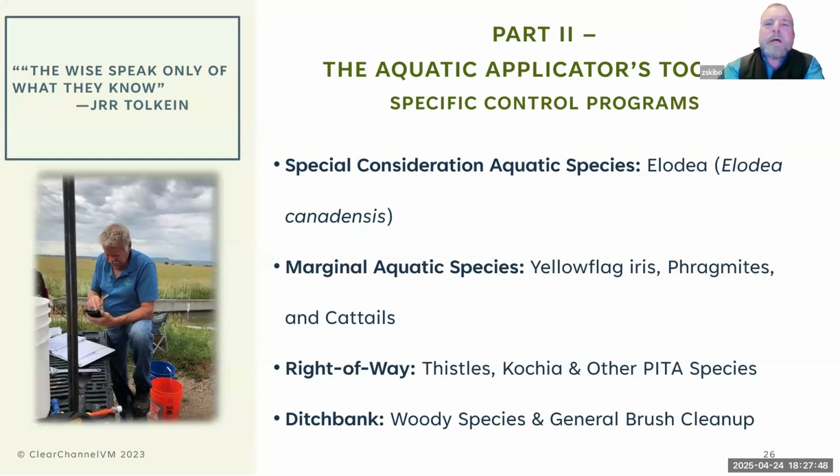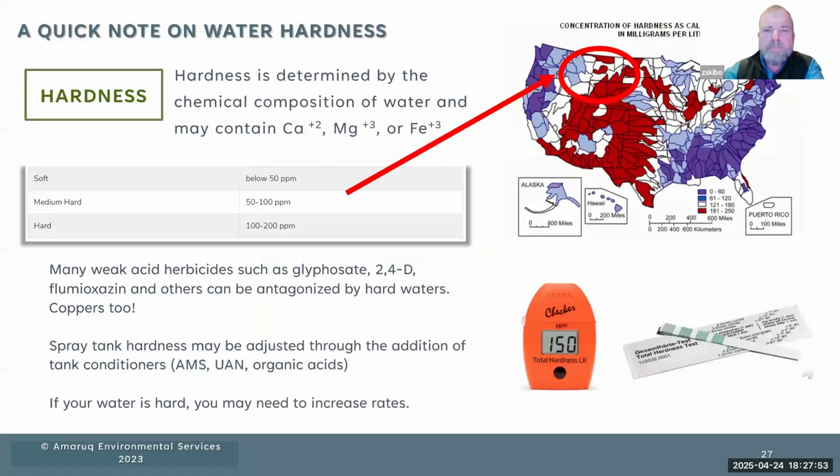I'll talk to you briefly about, again, the applicator's toolbox, some special considerations for some of these species. But first, I want to note the effect of water hardness. In the state of Montana, we have all types of water out there, from very soft in the alpine high mountain regions to very hard in eastern Montana. Note here that the harder your water is, the more it's going to impact a lot of the herbicides that we've already talked about today. Glyphosate, 2,4-D, Flumi, these can all be antagonized by hard water. Copper is very impacted by very hard water.